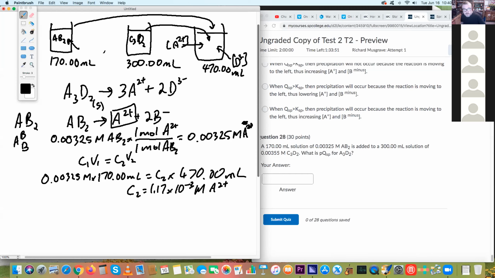Okay, now we have to focus on the C3D2. We'll do the same thing over here.